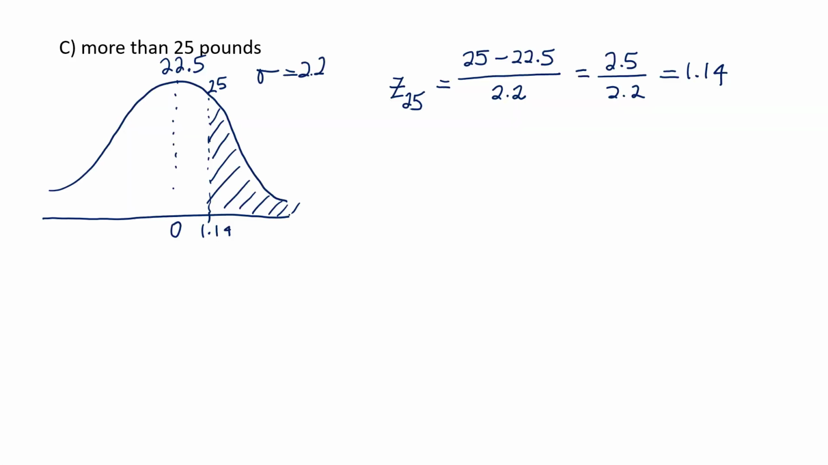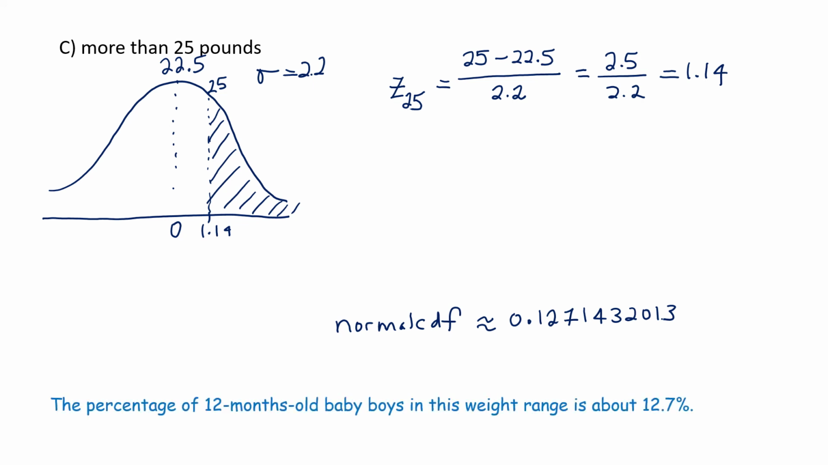The output is 0.12714322013. Transferring from our calculator screen, we have that the normalcdf is approximately 0.12714322013. That is, the percentage of 12-month-old baby boys in this weight range is about 12.7%.